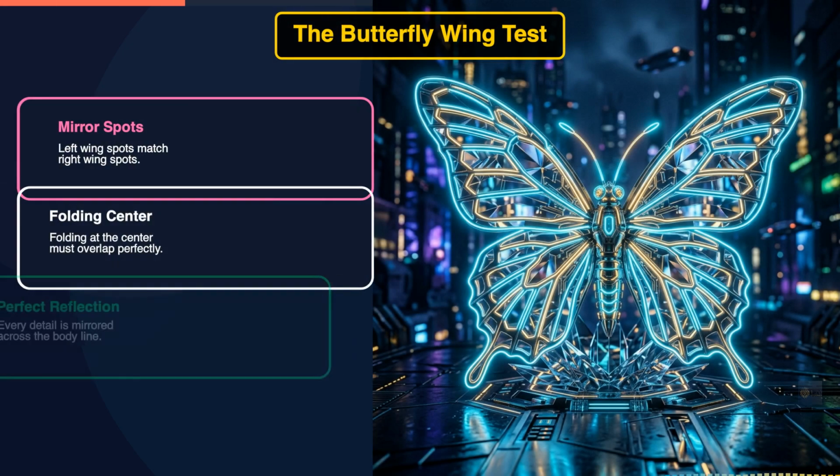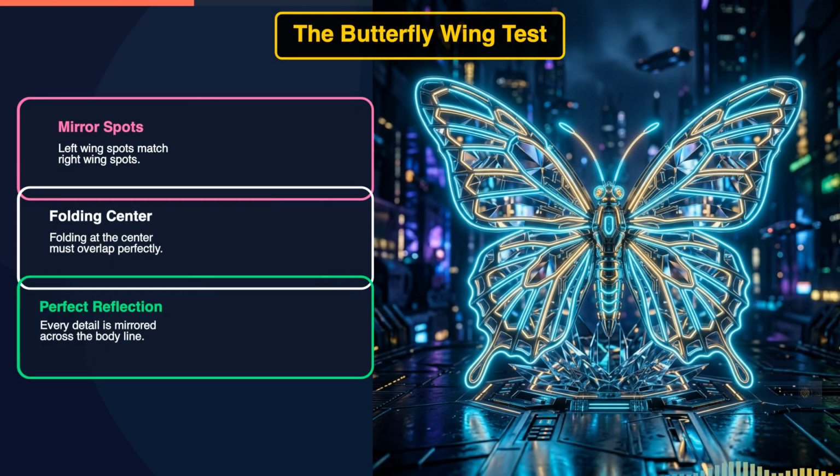Imagine a butterfly with intricate patterns on its wings. For the butterfly to be beautiful and symmetric, every spot on the left wing must have an identical spot at the exact same relative position on the right wing. If you fold the wings together at the center, every single detail must overlap perfectly. This folding is exactly what we will do with our binary tree.